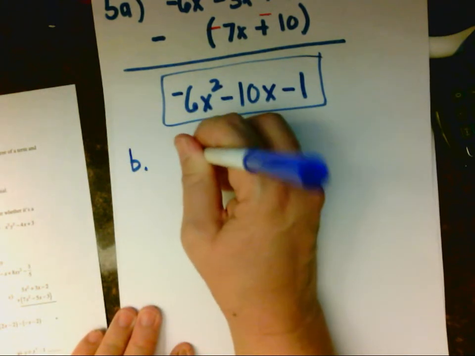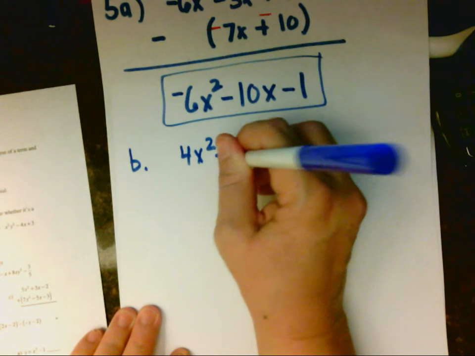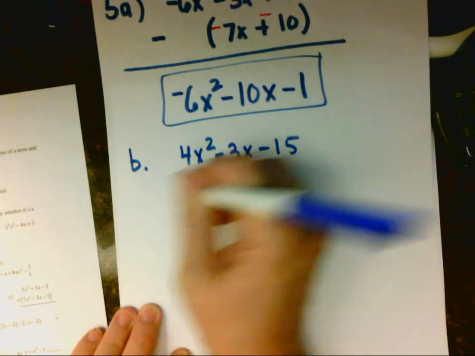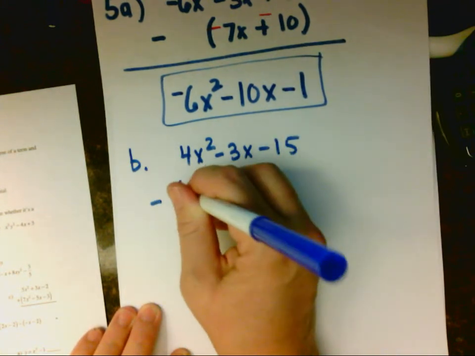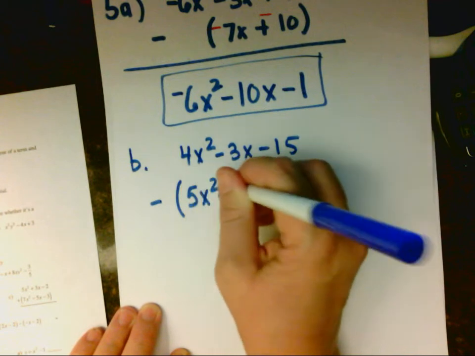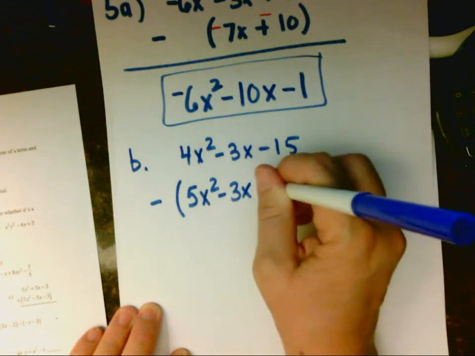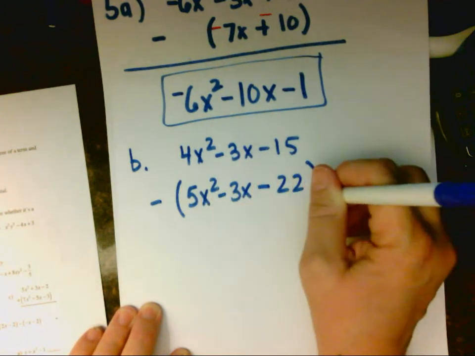B says to take 4x squared minus 3x minus 15, and from that to subtract this entire polynomial, 5x squared minus 3x minus 22.